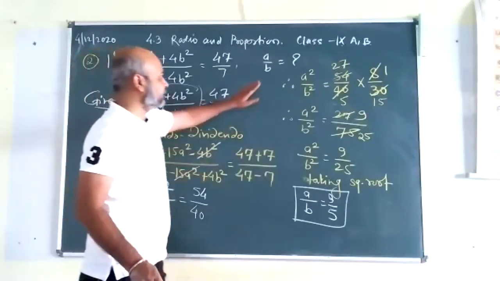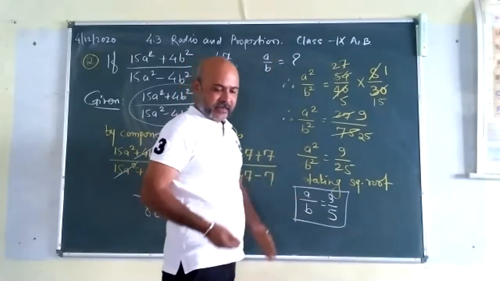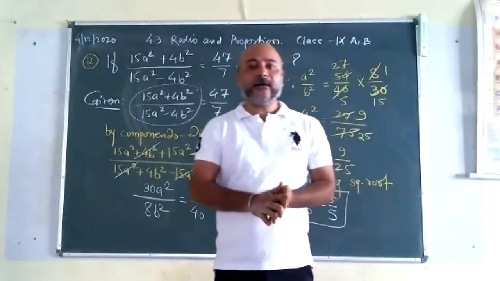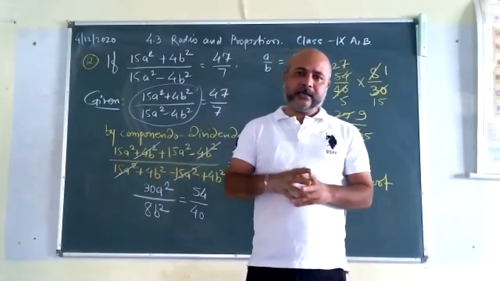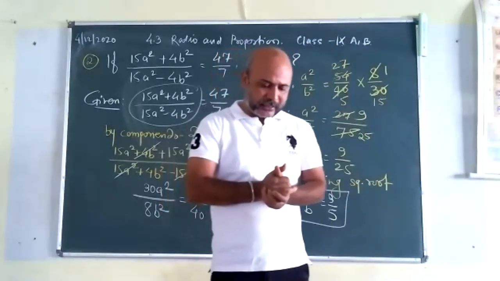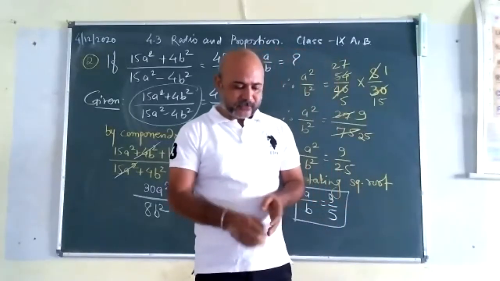So first value is calculated, A upon B is 3 upon 5, and the remaining sub questions, second, third and fourth, in the way we have already solved question number 1, you are going to solve. So if possible, try to solve at home, and then in the next lecture we are going to solve the remaining question as well.